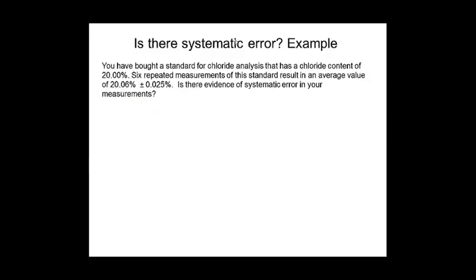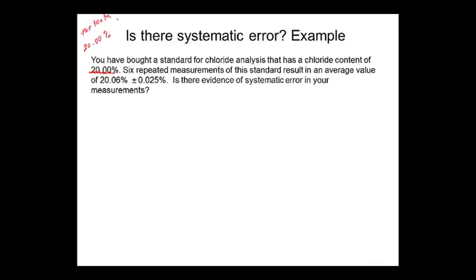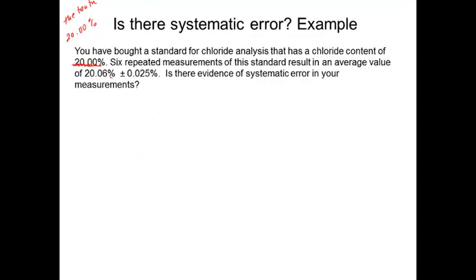So let's do this quick example. What this example is telling us is that you've bought a standard, which is 20%, and this is a typical way to figure out if you have systematic error. By buying a standard, they're certifying a value of 20.00%. This is the truth. So the question is, are these values that you measured likely to include the truth or not? Specifically, are they 95% confident to include the truth? If they are not, there's a systematic error. And if they are, then you can attribute the difference between 20.06 and 20.0 simply to some sort of random error.